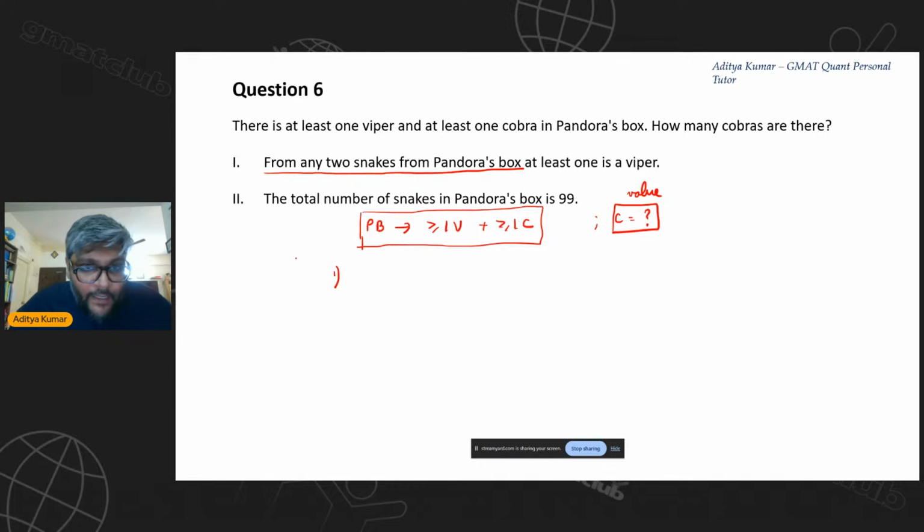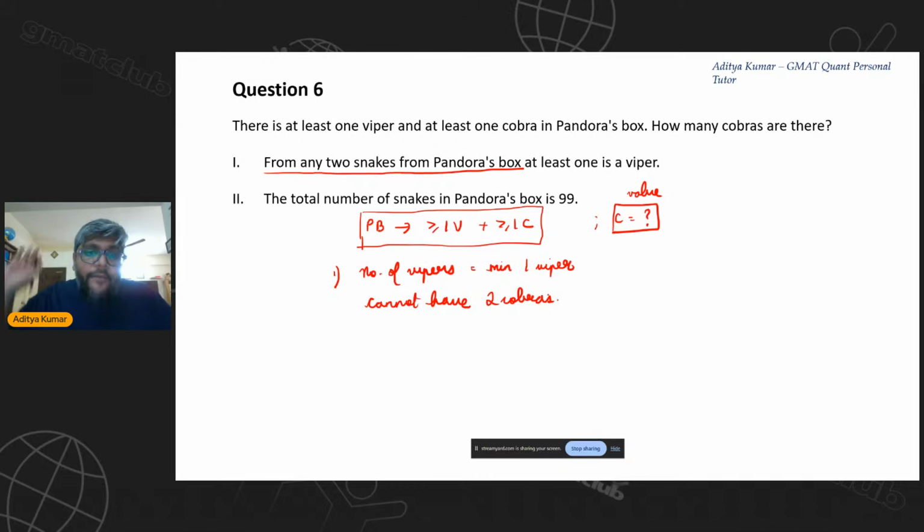So what does that mean? The number of vipers can be 1, 2, 3, 4, 5, 6. It could be any. Because I'm at least going to get one viper. I know minimum there has to be one viper. That's what the question is telling me anyway. So if I put my hand inside the box and I pick up two snakes, I will always get one viper. But what does that also mean? That I cannot have two cobras.